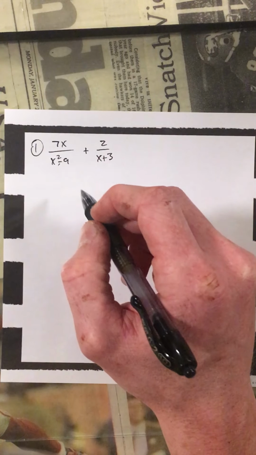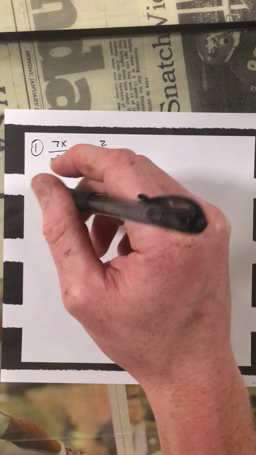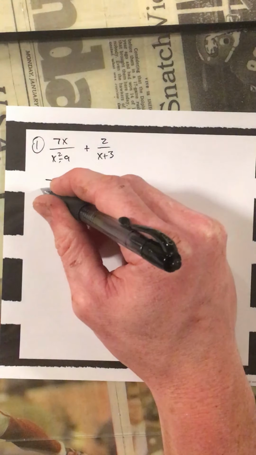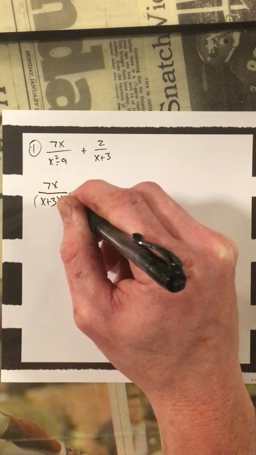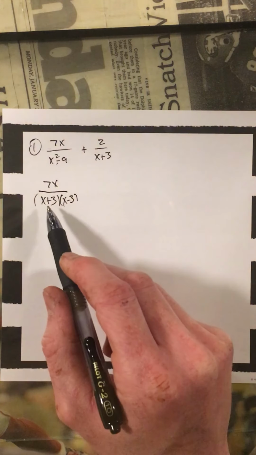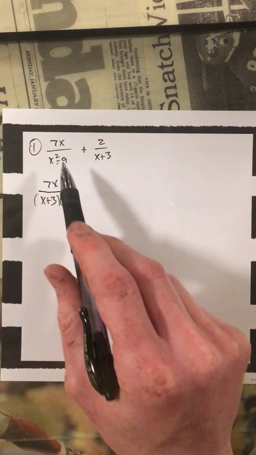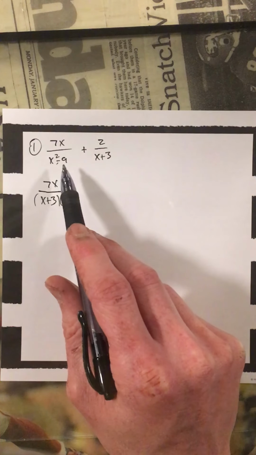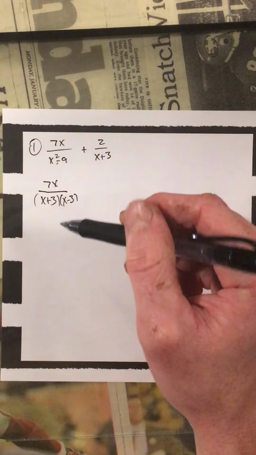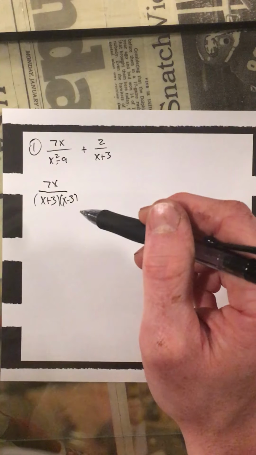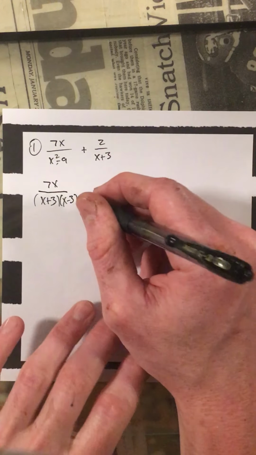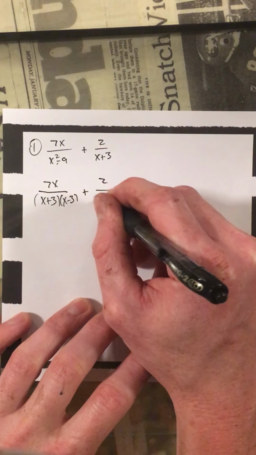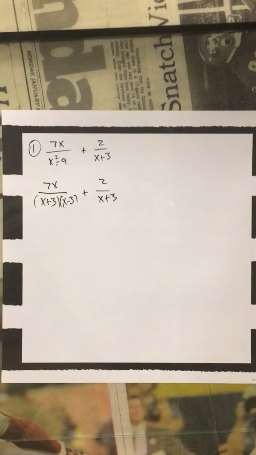So factors of negative 9 that add up to 0, I'm going to get 7x over x plus 3, x minus 3. That's the difference of squares. Negative 3 times 3 gives me negative 9, and 3 plus negative 3 gives me 0x. So I factored the denominator. That's my step number 1. Remember, it's step 1, factor denominators. So I'm good there. Plus 2 over x plus 3. I'm just rewriting this, and we're all set. That's step 1 out of the way.